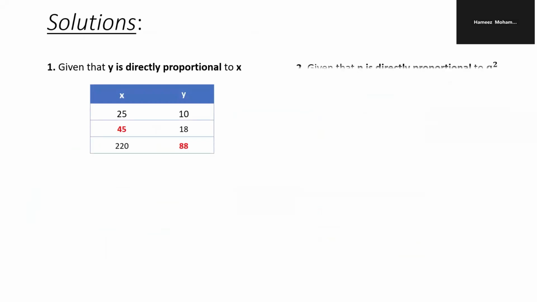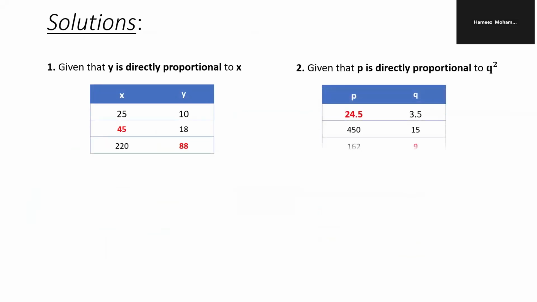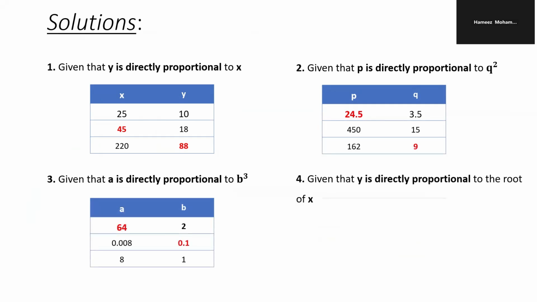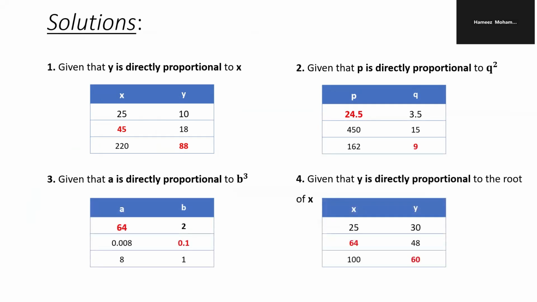So now I'm going to show you the answers. If you work them out, I'm not going to go through them, but the solutions are the following, where we found for each of the unknowns: 45 and 88, 24.5 and 9, 64 and 0.1, and of course, 64 and 60. So that's given us an idea of what this directly proportional could look like.